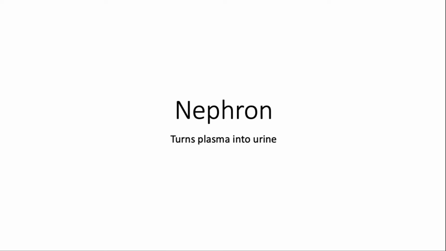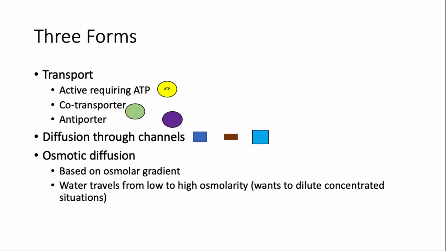This segment will cover the nephron, and this is really where we turn plasma into urine. It's going to take all the fluid that was filtered by the glomerulus and determine what needs to stay and what goes. So in the nephron, there is going to be significant movement of electrolytes, water, and other substances across the epithelial cell in order to reclaim or remove products from the blood.